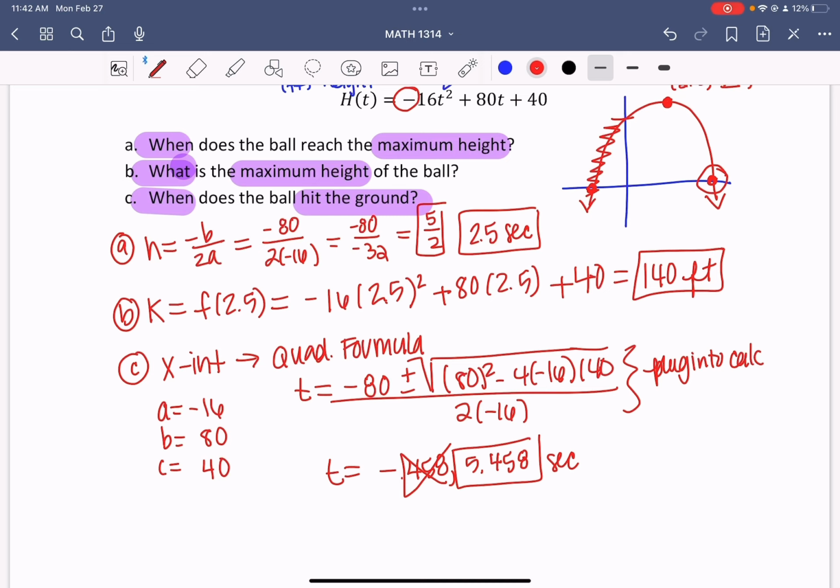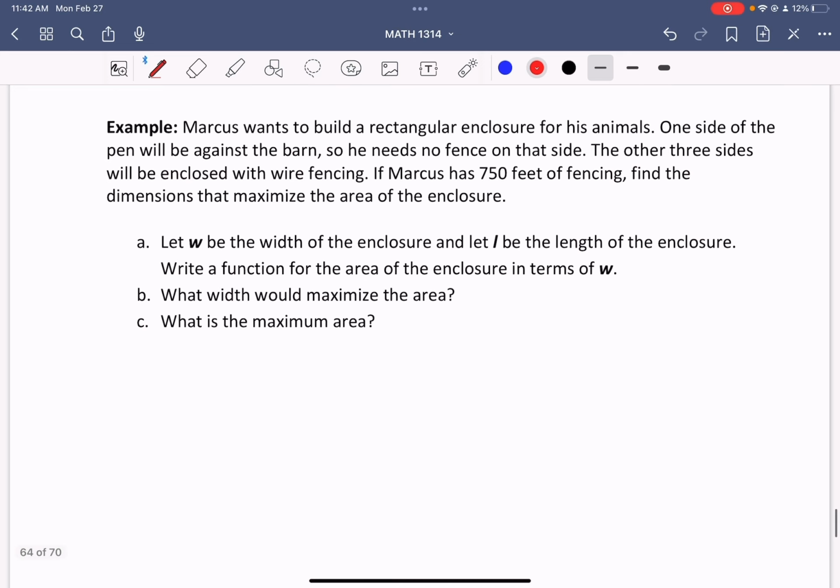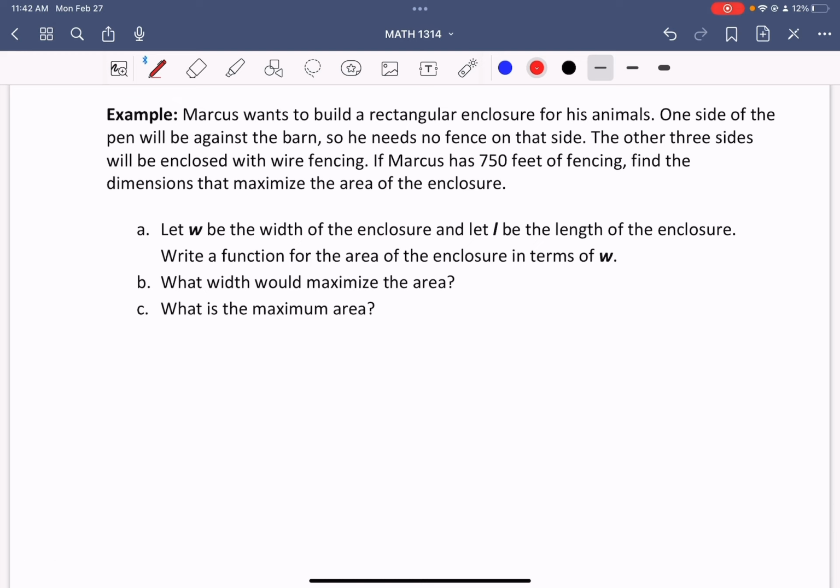I would like to do another example and kind of see how these quadratics are going to play into this. It says Marcus wants to build a rectangular enclosure for his animals. One side of the pen will be against the barn, so he needs no fence on that side. The other 3 sides will be enclosed with wire fencing. If Marcus has 750 feet of fencing, find the dimensions that maximize the area of the enclosure.